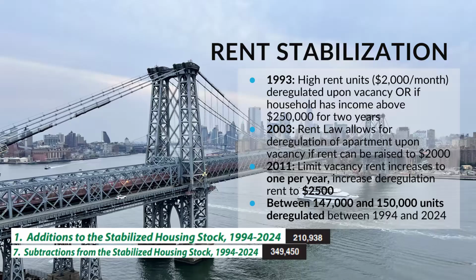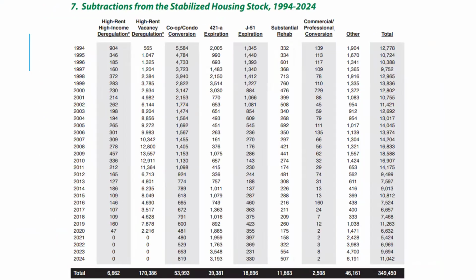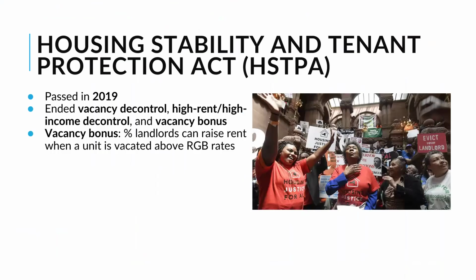Rent stabilization was kind of weakened throughout the 90s and aughts. A lot of the high rent units were deregulated upon vacancy, and this leads to about 150,000 units being deregulated. And because of all this deregulation and also some other loopholes, landlords could come in and say, I am using this for personal use, so this unit is no longer going to be rent stabilized.